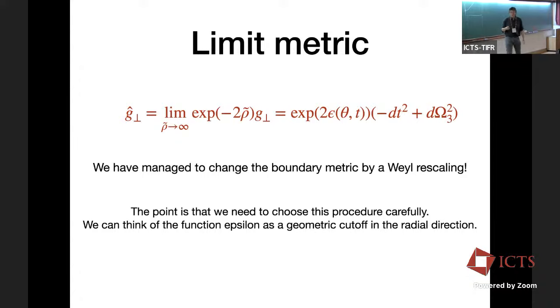Obviously, in gravity, if I choose a coordinate system or another one, I'm still going to get good answers. But what we mean by the extrapolate dictionary gets polluted by these factors of epsilon. So we really need to be careful when we identify what we call the boundary fields. Okay.